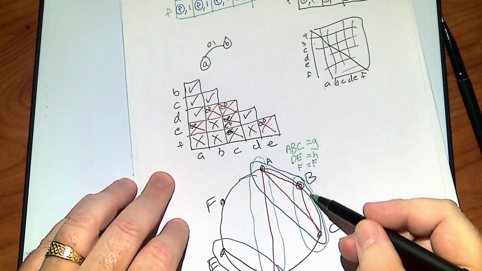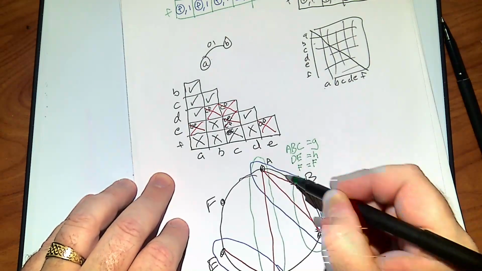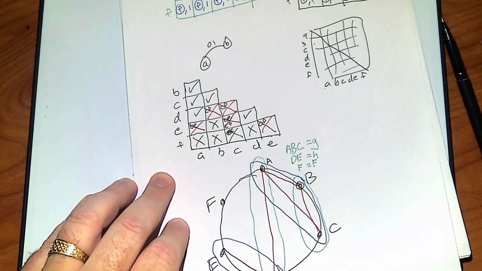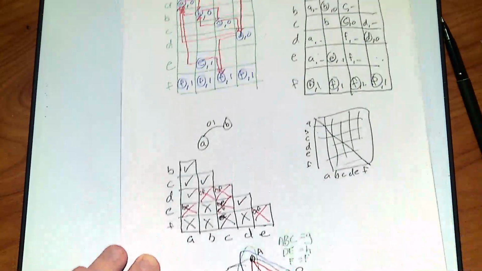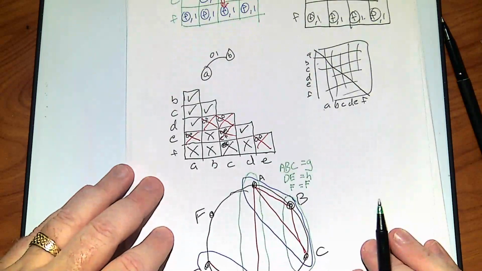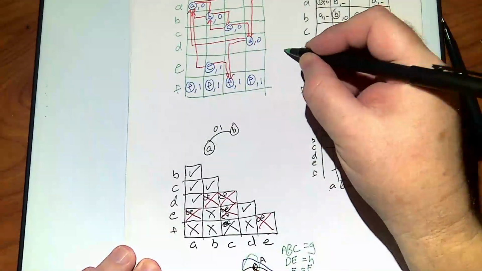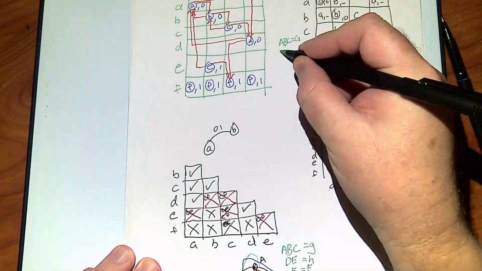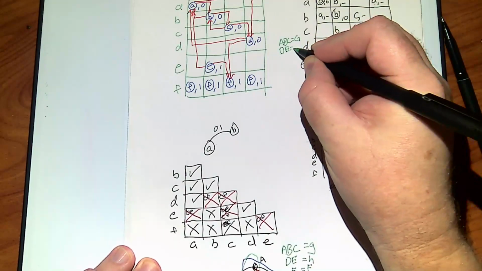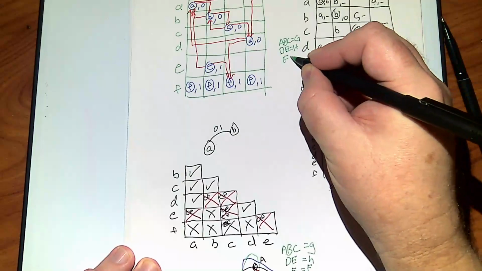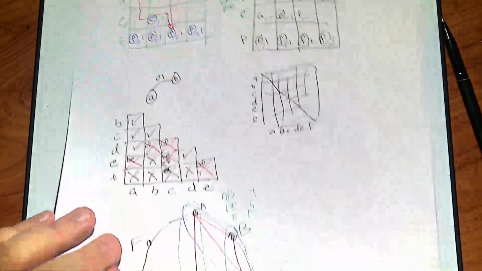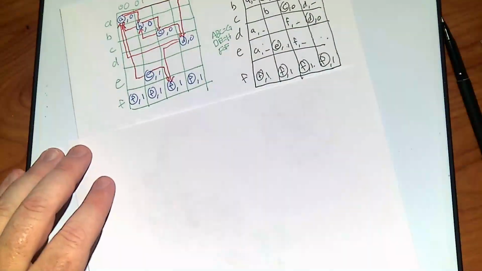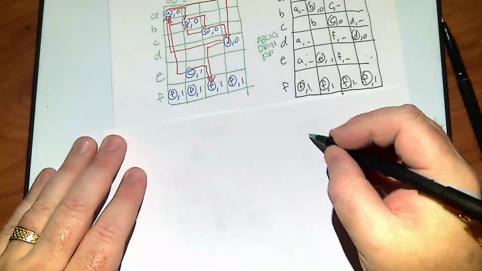ABC just means that triple blue circle. D and E, that's this one. I can't make both of these show easily, so just remember these. I'll write it back up here. A, B, C is my G, and D, E is my H, and F stays the same. All right. So now I'm going to simplify my table.